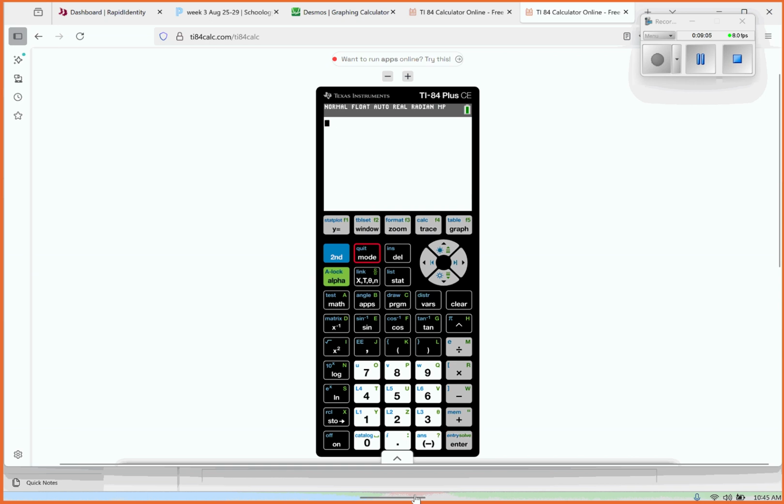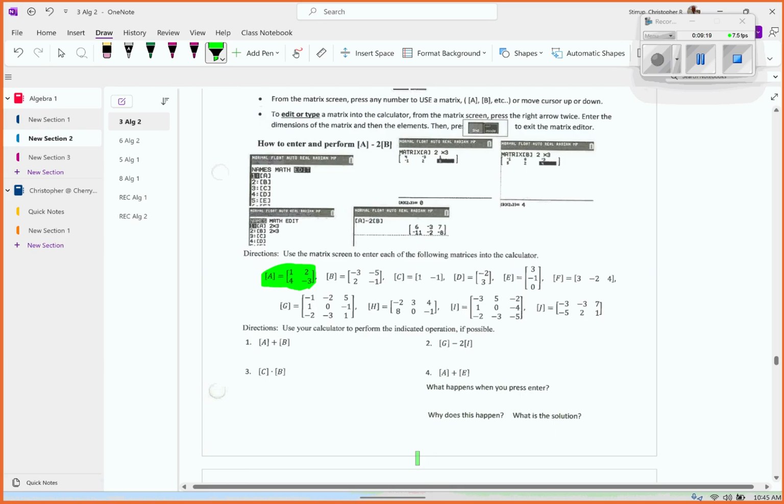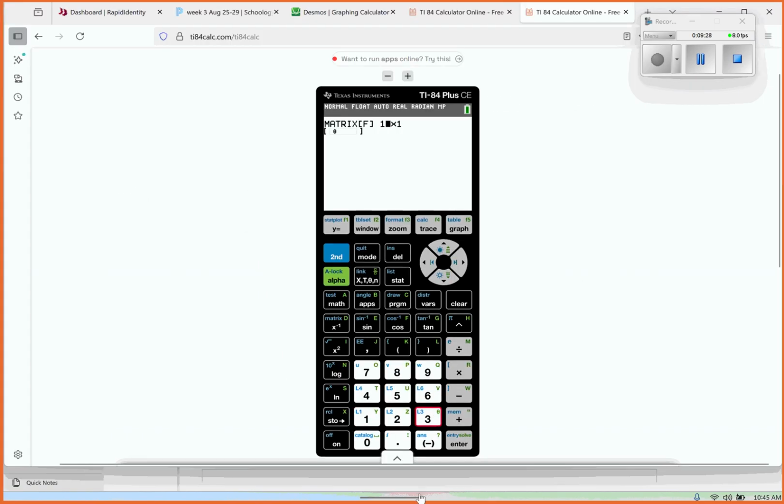And then keep just going through. We're going to put all the matrices in that we have. We're at number 6 now. What is my dimensions of number 6 or F? 1 by 3. Oops, not 13. Clear. 1, enter. 3, enter. And what are my numbers going across? 3, -2, 4. Cool. And then quit out of that.